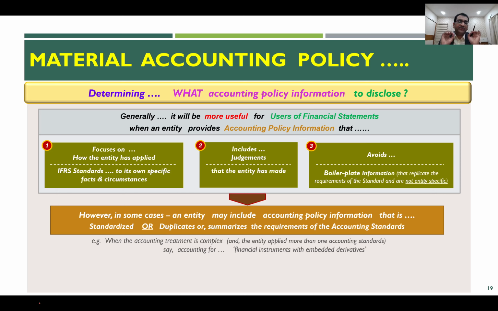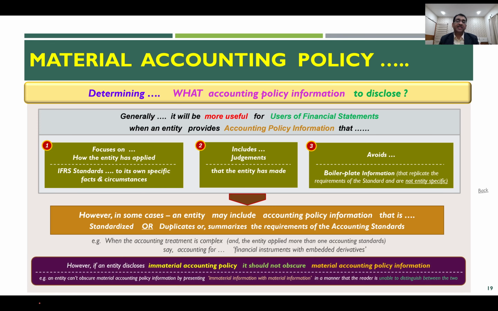Also, the standard gives you some leeway. The general requirement is that you should disclose material accounting policy information only. However, in some cases, as you see in the bottom orange color box, an entity may include, I stress, may include accounting policy information which is standardized, or duplicates or summarizes the requirements of the accounting standard, rather than giving a specific fact pattern. Like what? A similar example to what we saw in the previous slides. Let's say you have a complex accounting standard related to, for example, financial instruments with embedded derivatives. In those cases, you may be allowed to give this information.